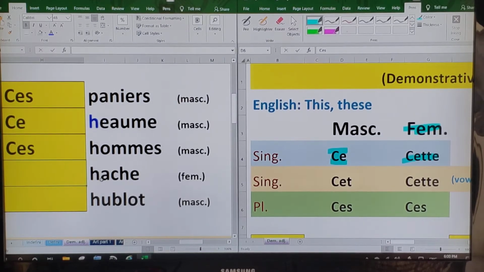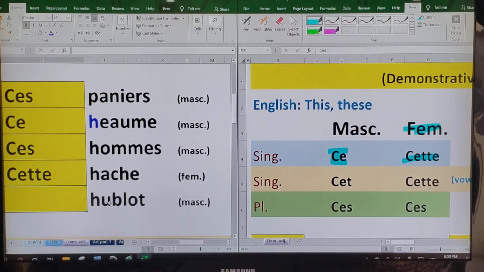Next one, hache. This is feminine singular, and this is an example of a noun that begins with H aspirated. So what do we use? Ce. Oh sorry, cette hache, because it's feminine, so it's going to be cette hache. So remember how I pronounce hache? It is hache, not ache. It's hache. Cette hache.